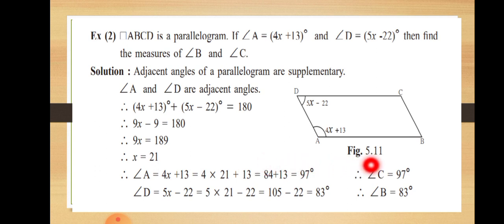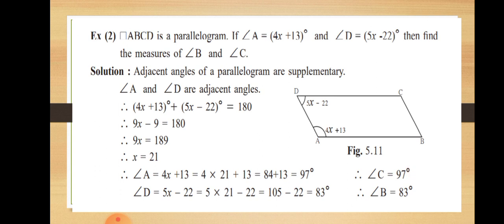Now, opposite angles are what? Opposite angles are congruent, and hence angle A is congruent with angle C. Hence angle C also equals 97 degrees. Then angle D, what is the measurement? 5x minus 22. When we multiply 5 with 21 and subtract 22, we get 105 minus 22, that is 83 degrees. Now angle D is congruent with which angle? Angle D is congruent with angle B, and hence the measurement of angle B is 83 degrees.